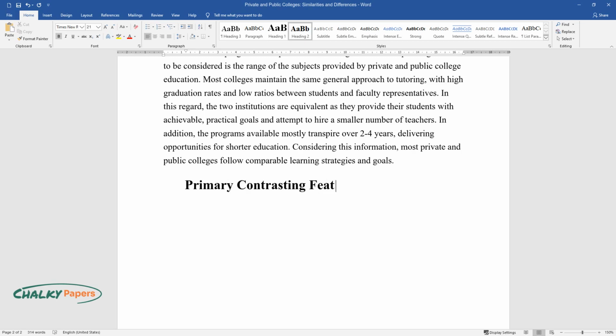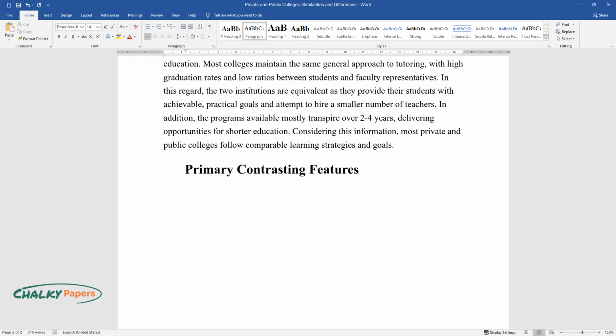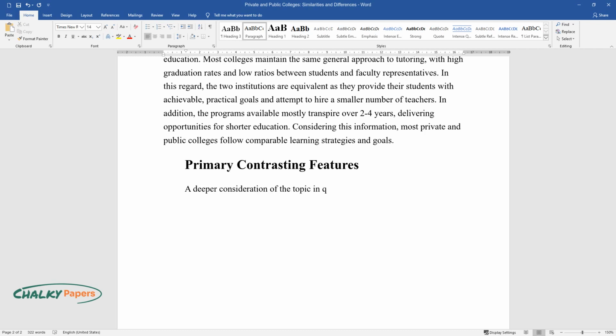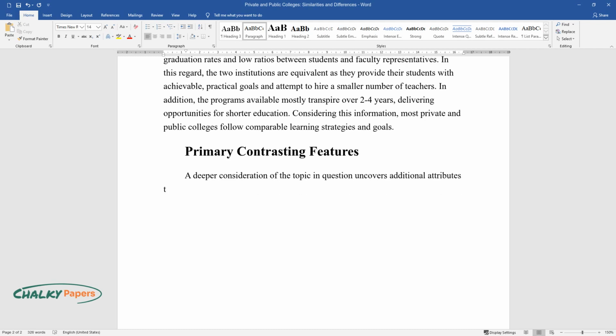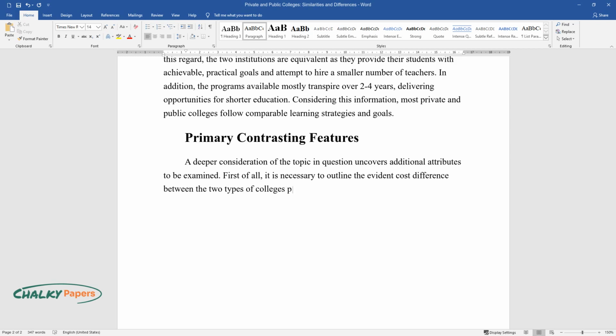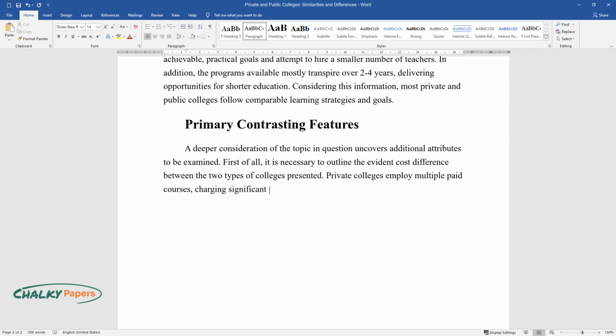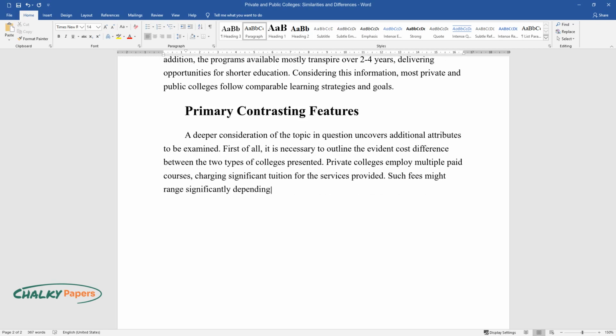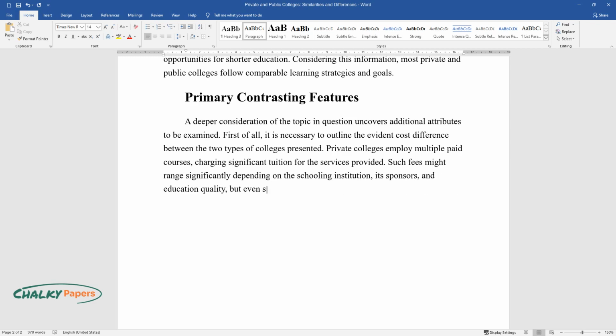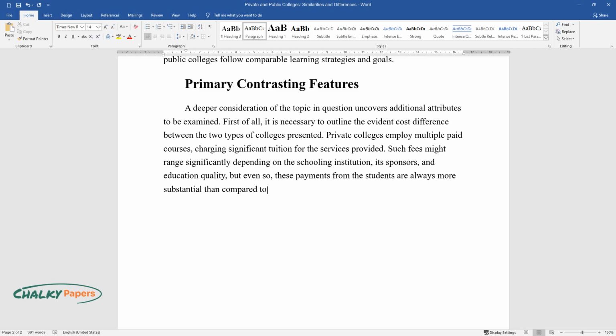Primary contrasting features. A deeper consideration of the topic in question uncovers additional attributes to be examined. First of all, it is necessary to outline the evident cost difference between the two types of colleges presented. Private colleges employ multiple paid courses, charging significant tuition for the services provided. Such fees might range significantly depending on the schooling institution, its sponsors, and education quality, but even so, these payments from the students are always more substantial than compared to public colleges.